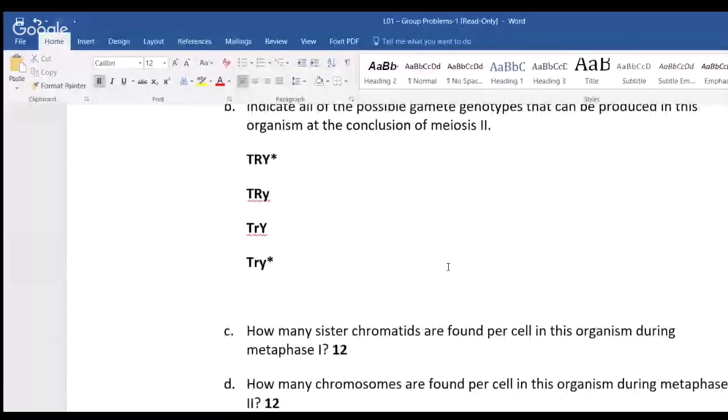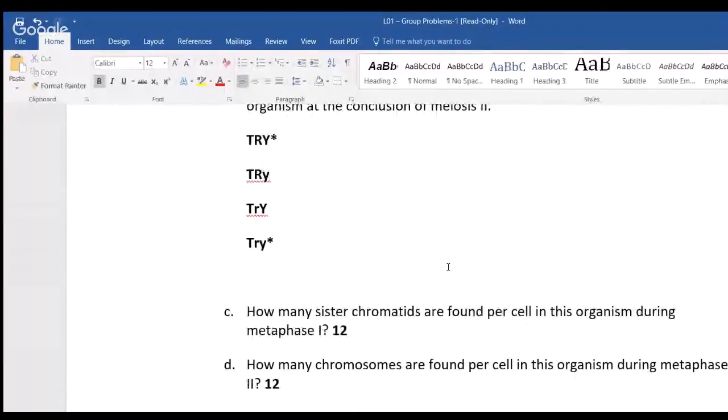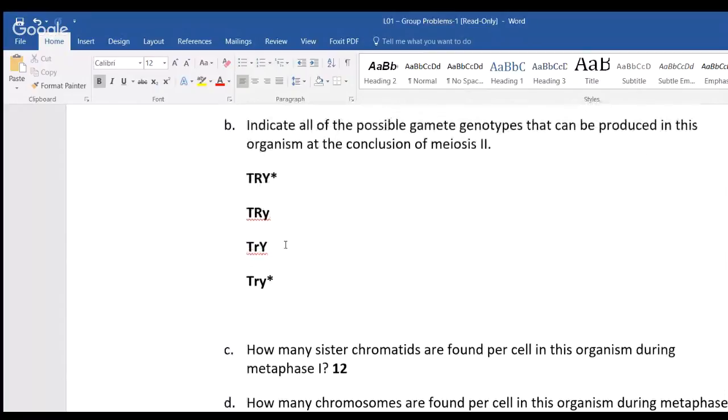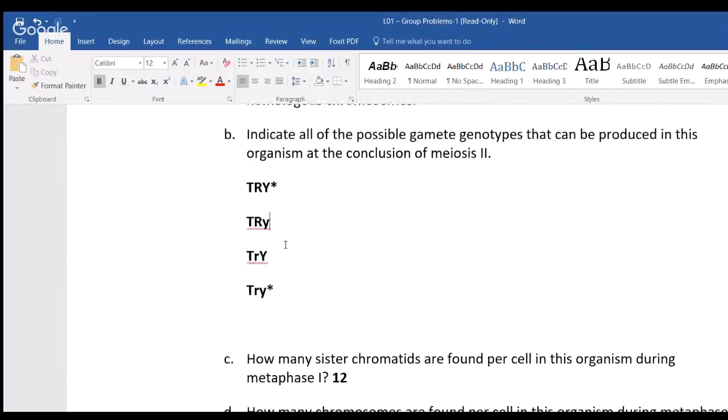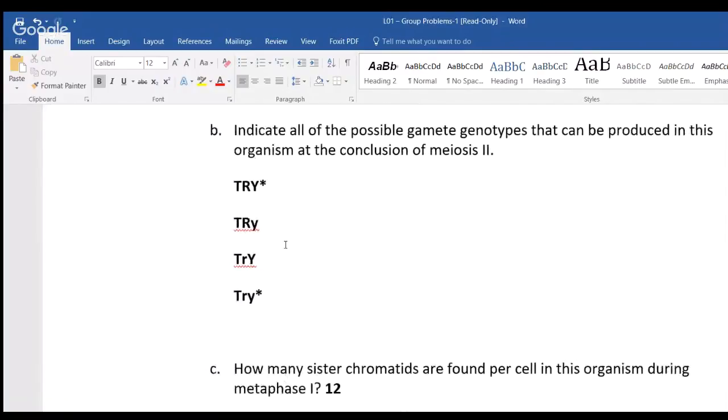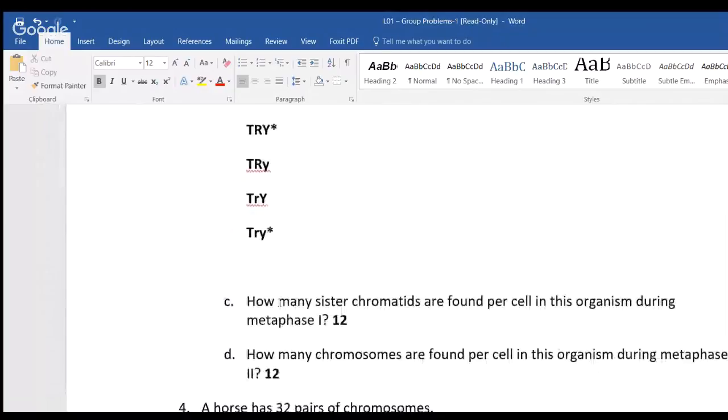So we want to know how many sister chromatids are found in each cell during metaphase 1. During metaphase 1, it hasn't split up yet, and we know that there are 2 sister chromatids for each chromosome. We have 3 chromosomes, but they're homologous, so it makes it look like there are 6 chromosomes. So we would take 2 times 6, which makes 12 sister chromatids.